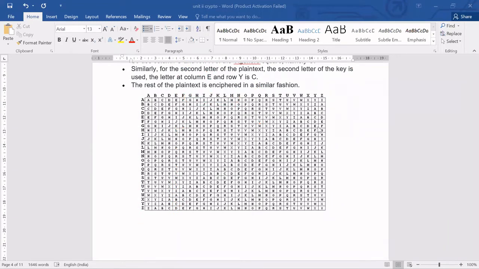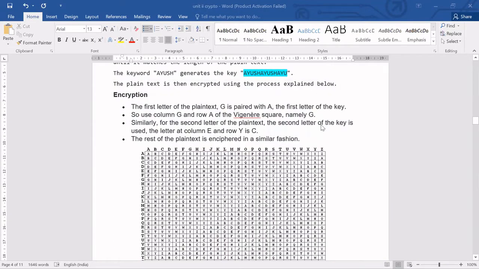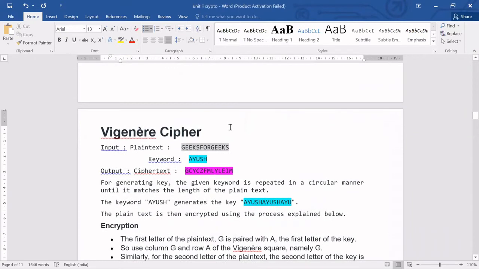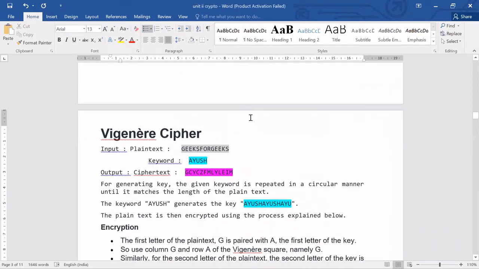So this is how we convert a plain text to a ciphertext. Also, the same rule can be used for converting a ciphertext to a plain text. It can be done in reverse order. You know the key, and you know the ciphertext. So use the same concept to check the intersected row and you obtain the corresponding plain text.